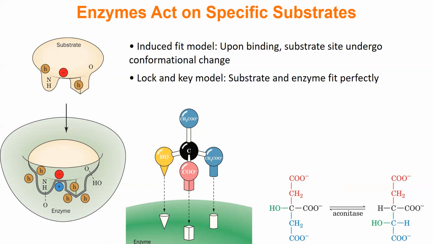Another way people think about enzymes and substrate is the lock and key model, where your substrate and your enzyme form an already perfect fit, like a lock and a key. So far, what people have determined is that the induced fit model is probably the one that is more likely to happen. But the lock and key model is still useful to think about for certain applications.